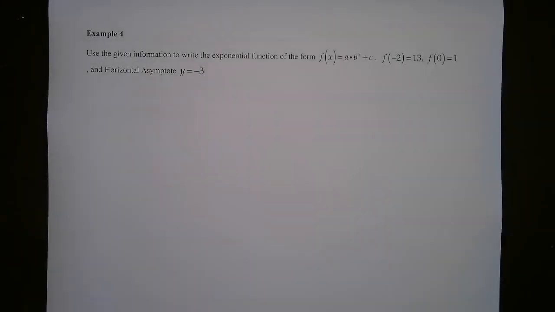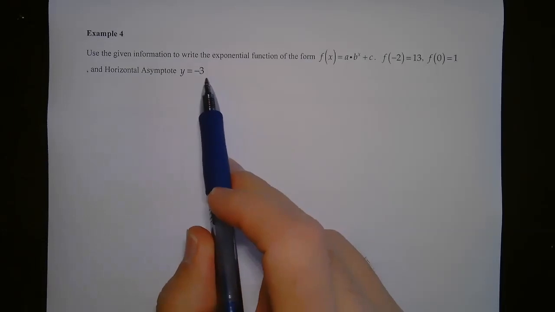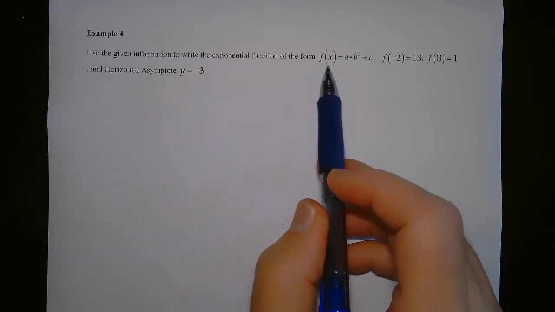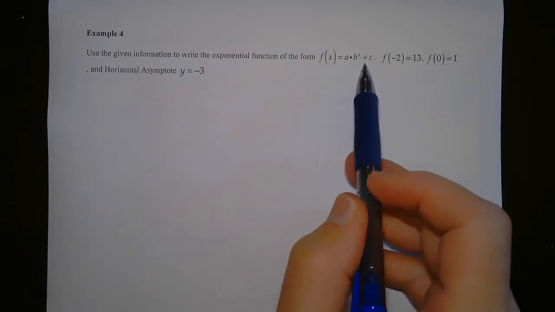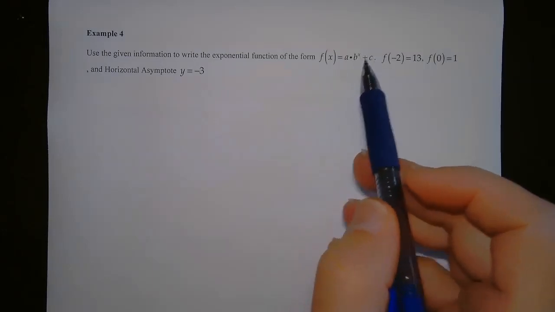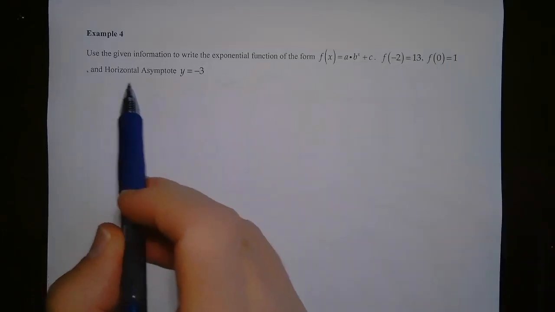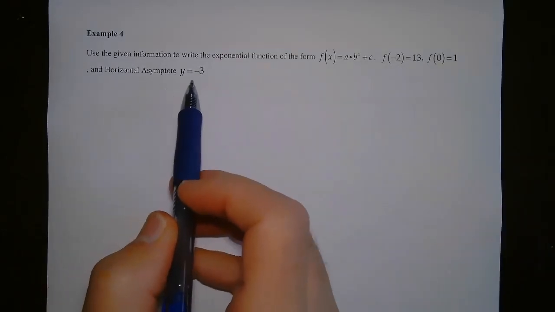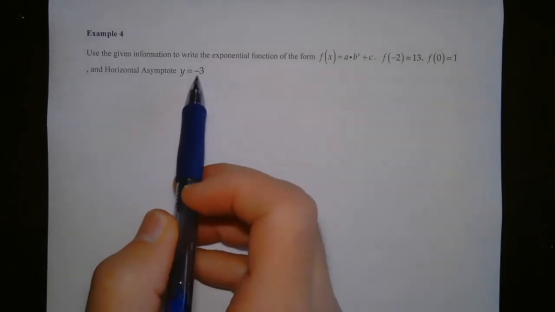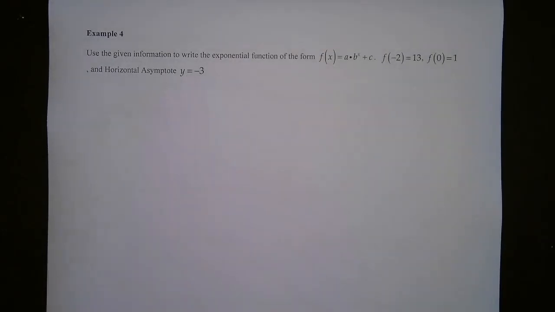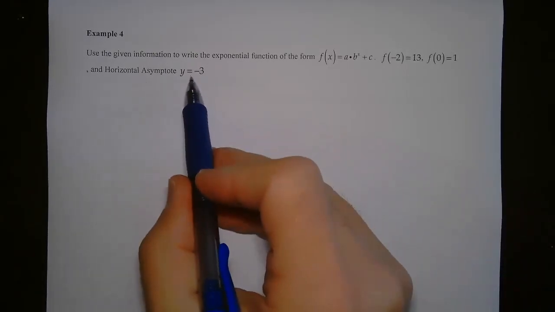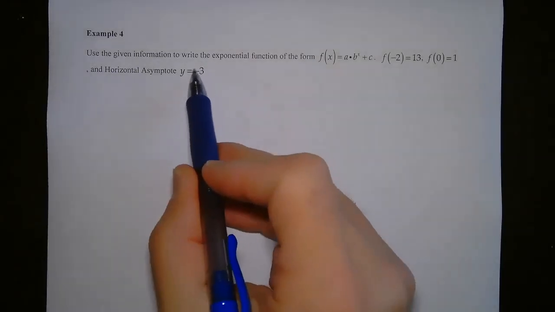For example 4, we're going to use the given information to write the exponential function of this form: f of x is equal to a times b to the x plus some constant c. We know f of -2 is 13, f of 0 is equal to 1, and we have a horizontal asymptote at y equals -3. A basic exponential function has its horizontal asymptote at y equals 0. Because of this, we have actually shifted it down 3.